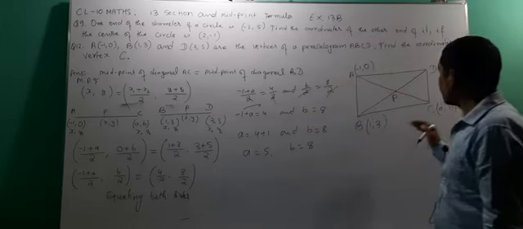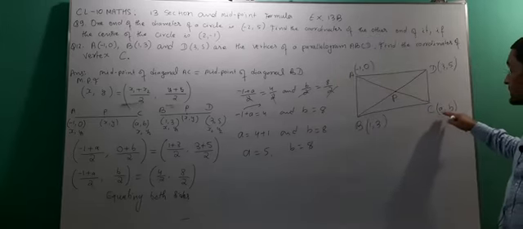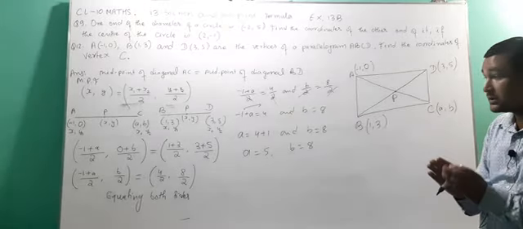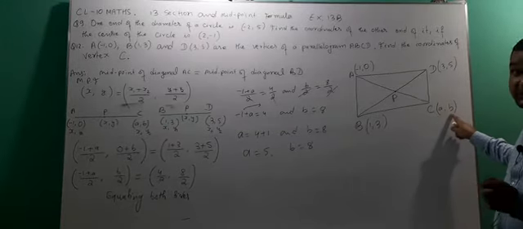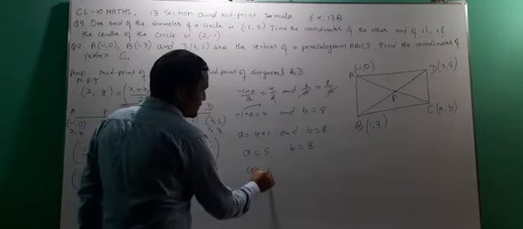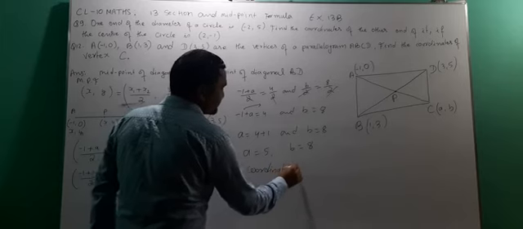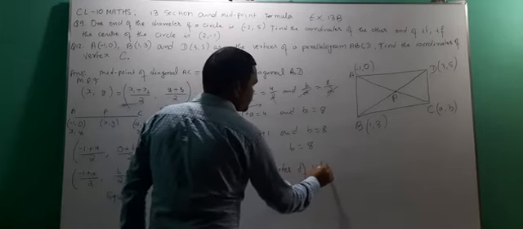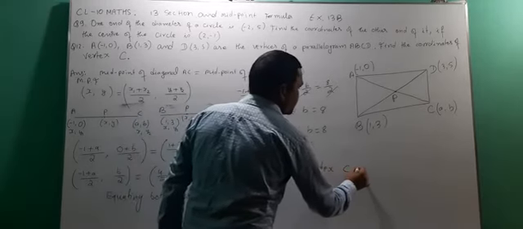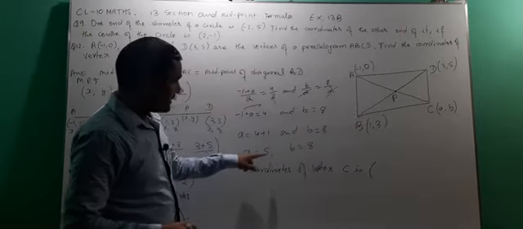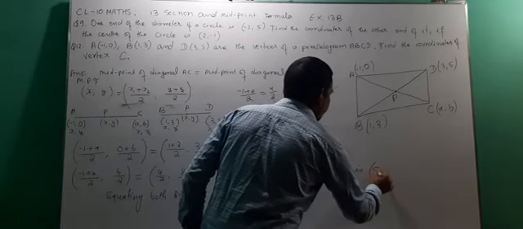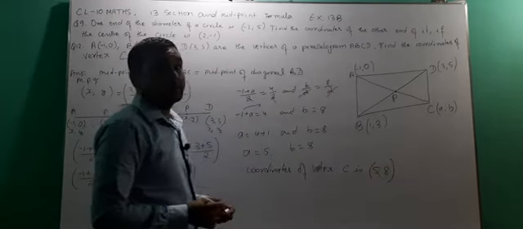Then the question asks to find the coordinates of C, and the coordinates of C we marked as a and b. Coordinates mean we have to write the values of x and y together. First value represents x, second value represents y. Therefore, the coordinates of vertex C are (a, b), which means (5, 8). Now we have solved our problem.